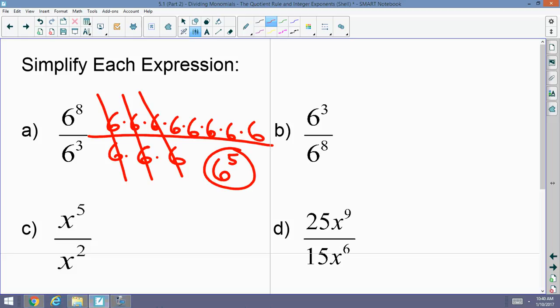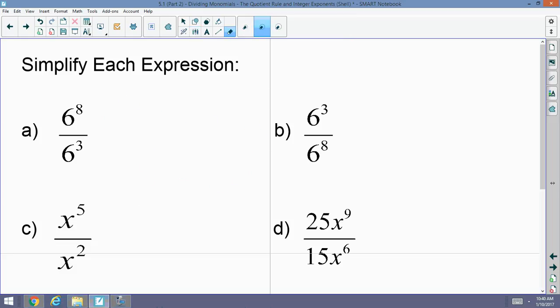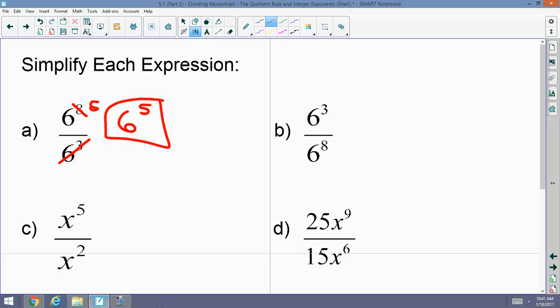So how do you put it together? How many 6's up here? How many 6's down in the denominator? Can't I take 3 of the 6's away from both top and bottom, and I'm only left with 6 to the fifth on the numerator? See how much easier that is? Yes, sir. I took 3 6's away from here and away from here. If I take 3 6's away from 8 6's, I've got 5 6's left.